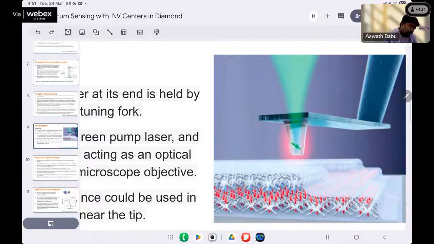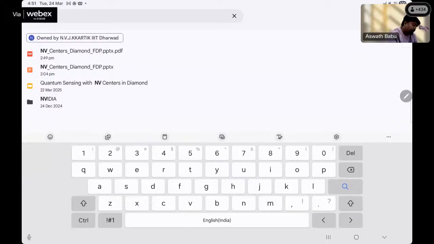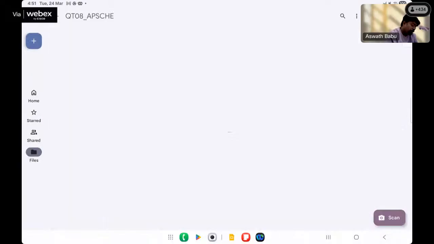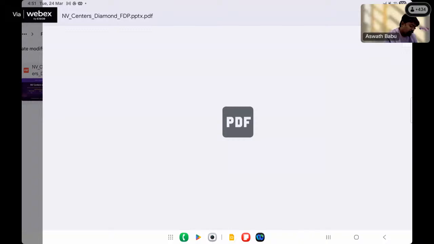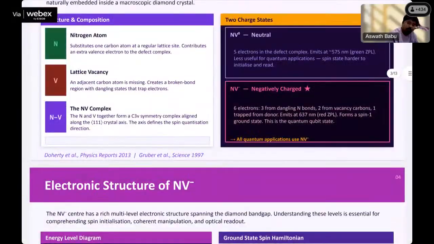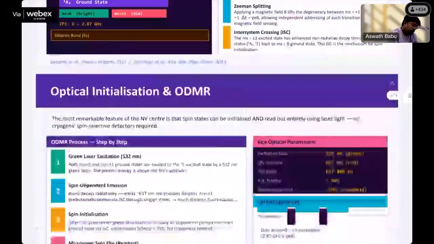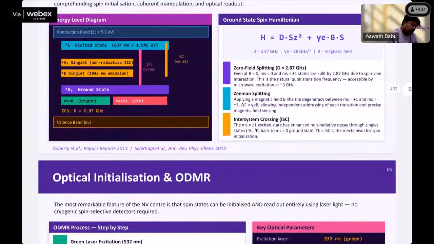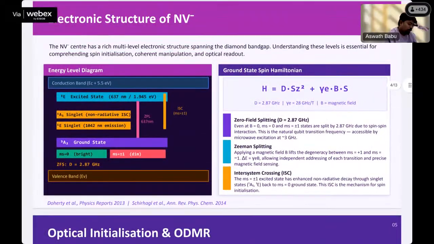Okay. So coming back to our discussion for today, that is NV defects, diamond defects. So the band structure was shown here, which we saw earlier in terms of individual states, at the ground state as well as the excited state, you see.